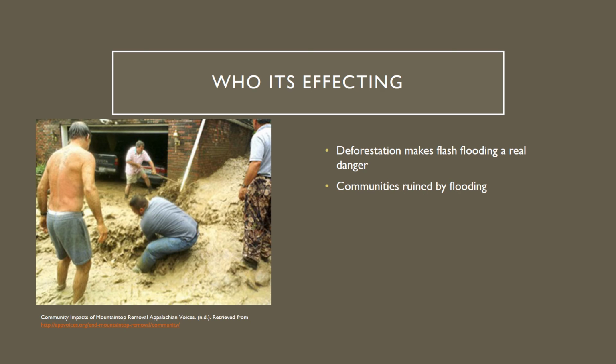Flash flooding is another huge issue affecting communities near the mining site. Due to deforestation that occurs for the mining, flash floods have been a huge problem for many communities. Take, for example, Boone County in West Virginia. They have experienced 19 flash floods in 11 years. In May 2009, the flash flood was so intense it forced residents out of their homes, and the governor had to declare a state of emergency.